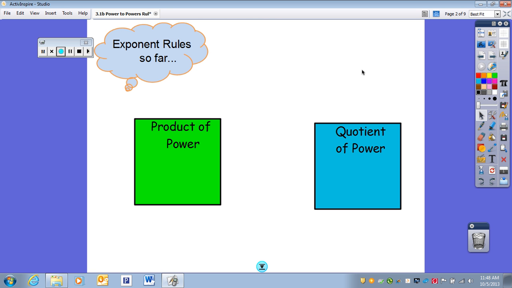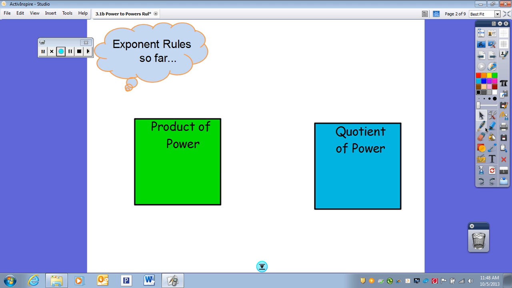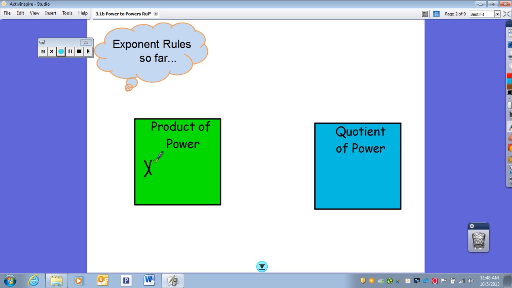Remember, our exponent rules so far are the product of a power rule, and that is where we have the same base and we are multiplying them together. Then we can add the exponents. And our quotient rule is that when we have the same base that we are dividing, we can subtract the exponents.